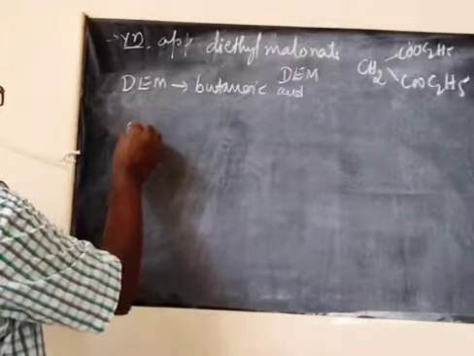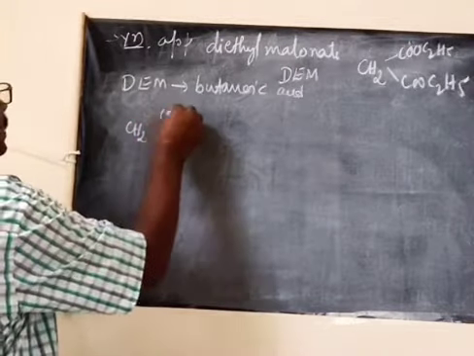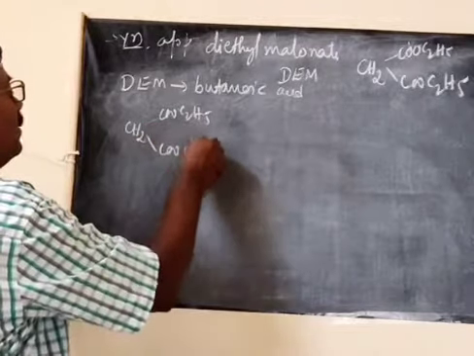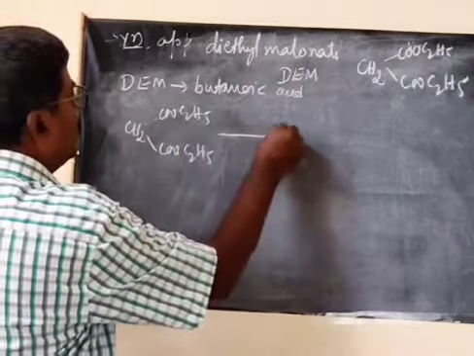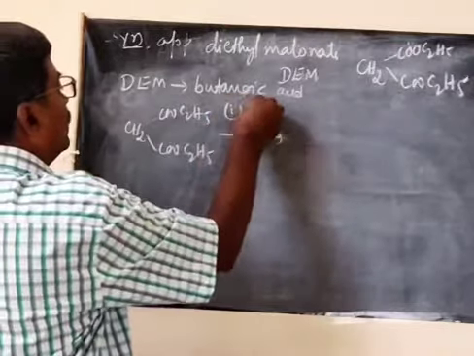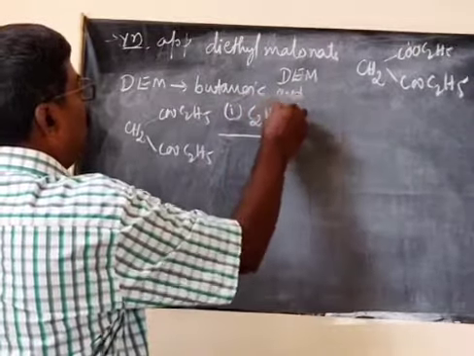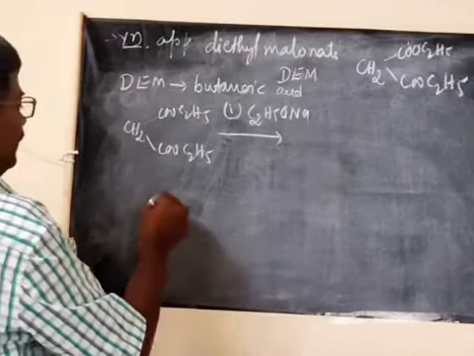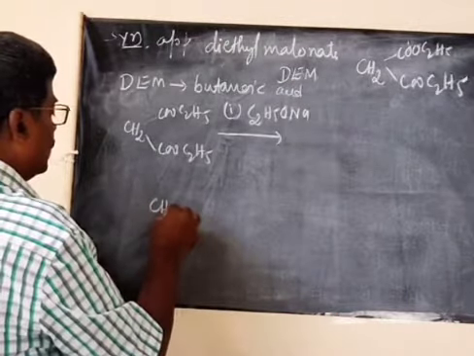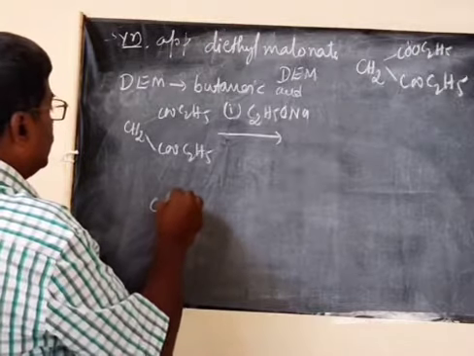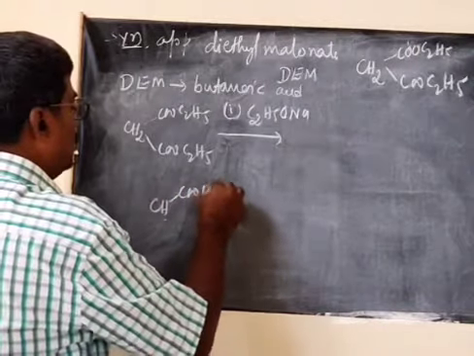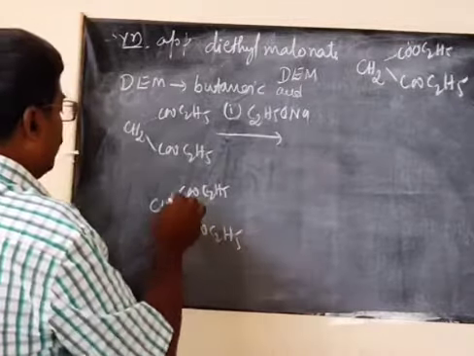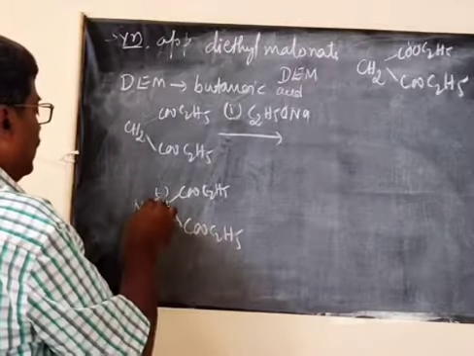Diethyl malonate, CH2(COOC2H5)2. Treat this first with sodium ethoxide, C2H5ONa. What happens? It gives the intermediate like this: CH(COOC2H5)2 with CH minus and Na plus.